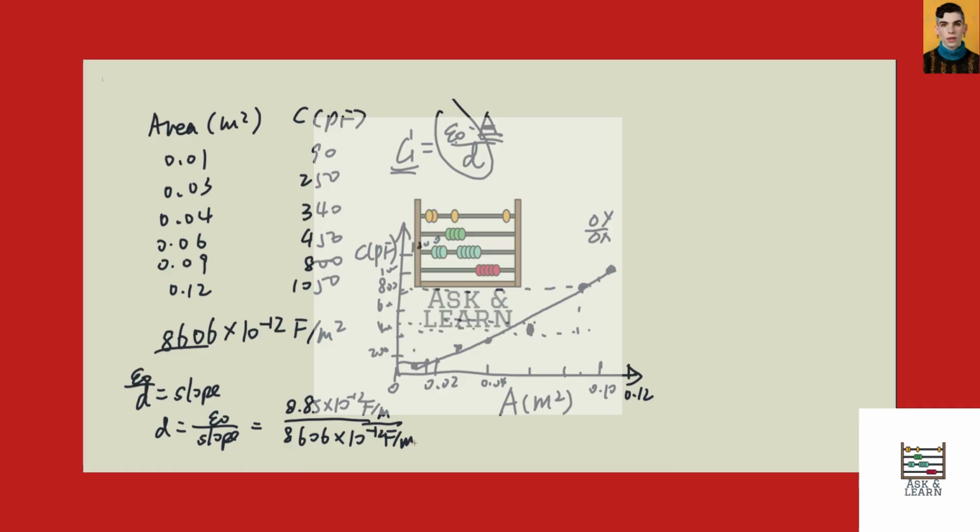So by inspection, it's around 1.03 times 10 to the negative 3 meter, which is around 1 millimeter. So that's roughly the distance between the two plates of the capacitor.